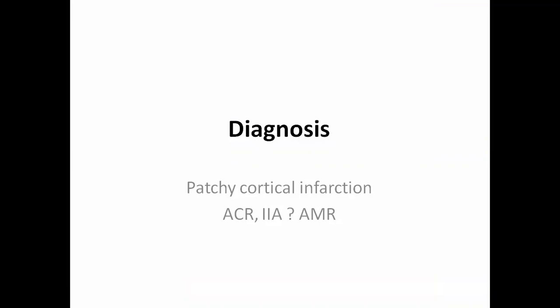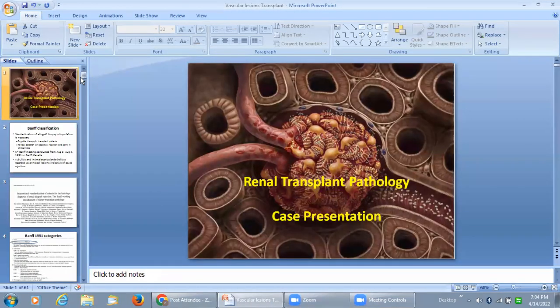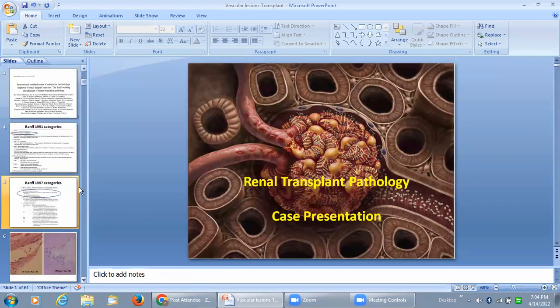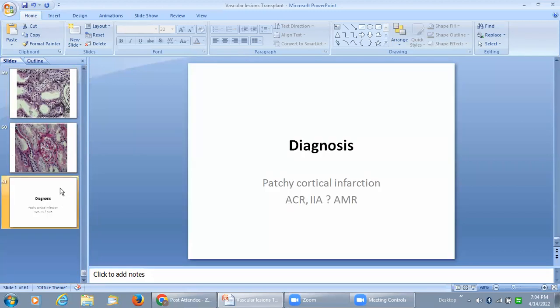But we need to remember an important thing that when there is extensive vascular involvement or when there are multiple vessels showing endothelitis, you should always keep AMR as one of the possibilities. So this was my last case, and what I wish to highlight by all these cases is that don't depend on C4D for diagnosis of antibody-mediated rejection.